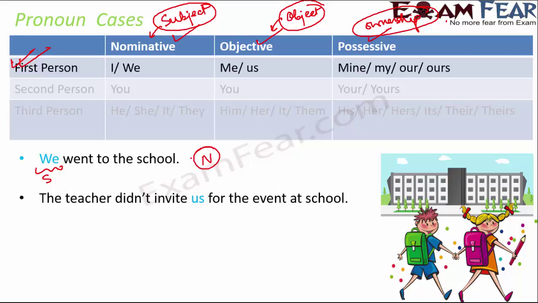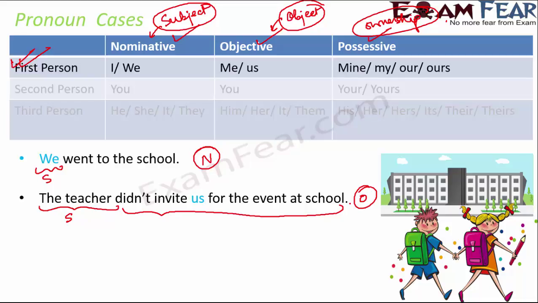Let's look at the next one. The teacher didn't invite us for the event at school. So here, which is the subject? The teacher is the subject, whereas the rest of the sentence is the predicate. So obviously us in this case is not the subject. So us is used as object here. So therefore this is an example of objective case.